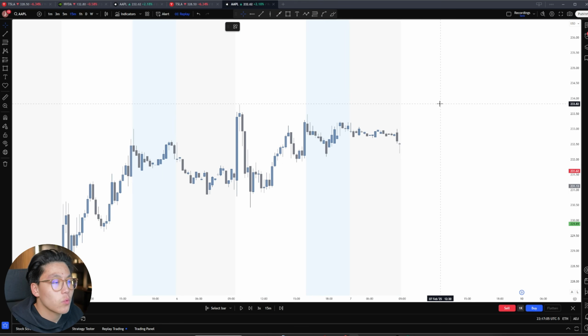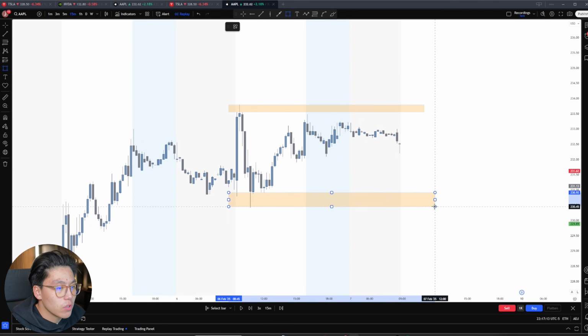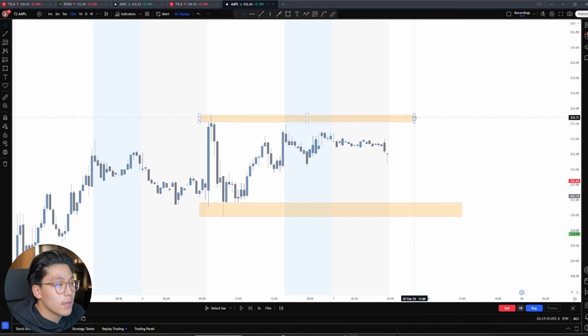So you can see we're on the Apple chart right here. And as always, what we're going to do is mark out your previous day's high. We're also going to mark out your previous day's lows as well. And coming to market open, we're not going to have a bias. We're going to wait for the price action around these key areas.